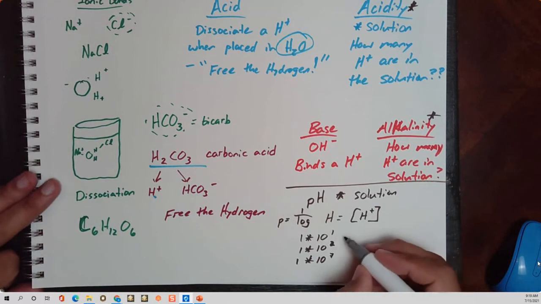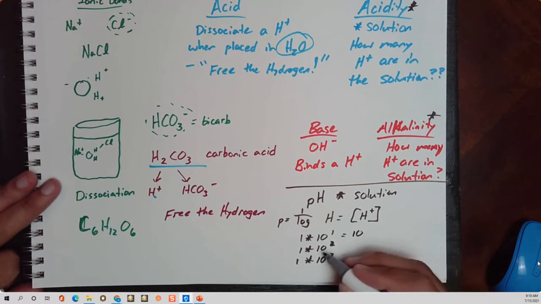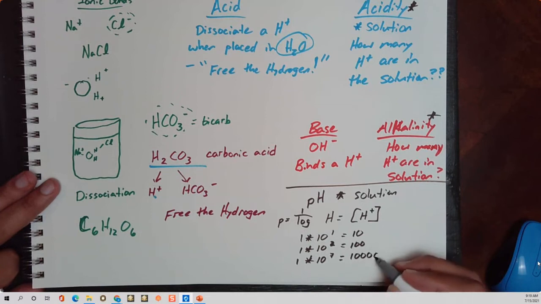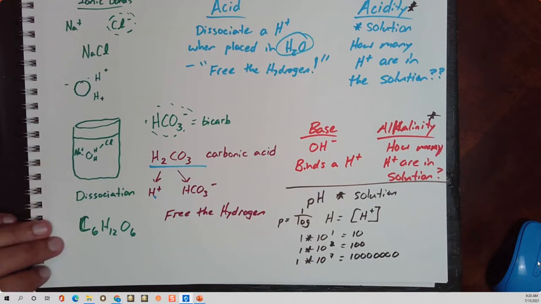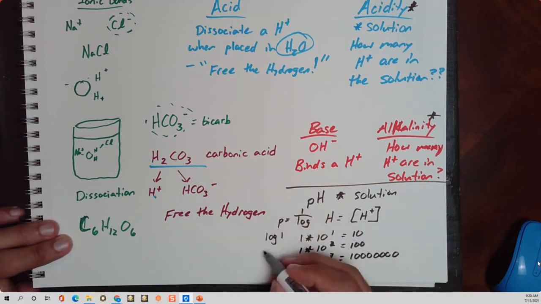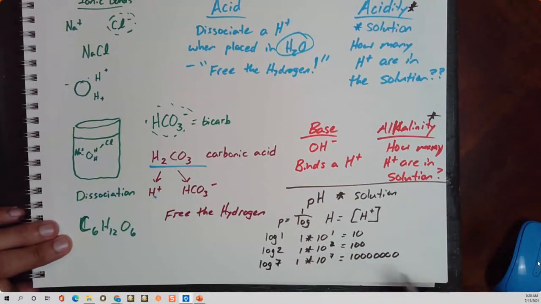So 1 times 10 to the 1 would be equal to 10. 1 times 10 to the 2 would be equal to 100. You're just going to be adding that many zeros to that system. And then 1 times 10 to the 7. What's the bigger number? Yes, no, maybe so? That's all a log is. This literally is written as log 1. This would be written as log 2, and this is written as log 7. That's all that is.